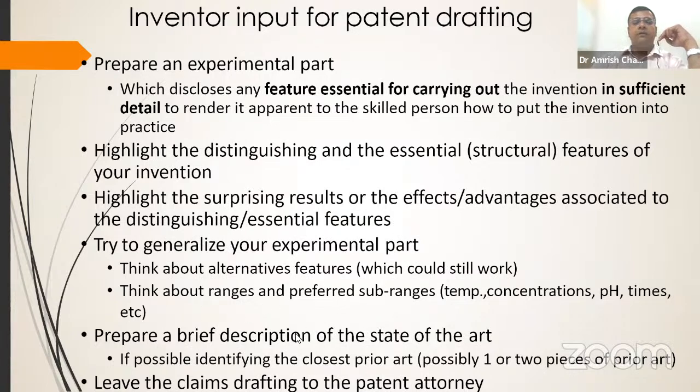Then you have to prepare a brief description of the state of the art, what is already existing and what all needs to be put in. And once you have all this ready, you can leave the claim drafting to the patent attorney, or you can use words like comprising and draft your claims yourself.